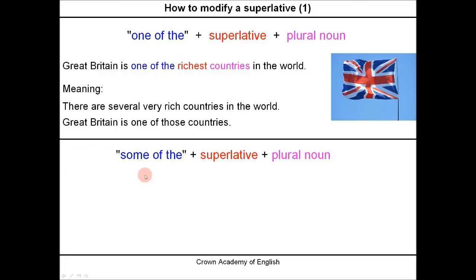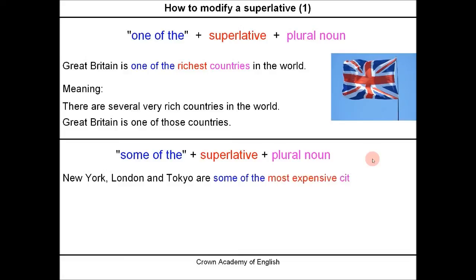Very similar, some of the followed by the superlative followed by a plural noun. So this is the same as this, except this is the plural form. New York, London, and Tokyo are some of the most expensive cities in the world. Some of the most expensive cities in the world. So we say some of the because we are talking about several things this time, three things.